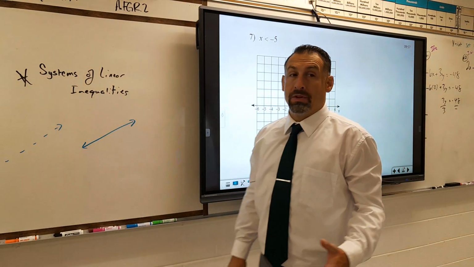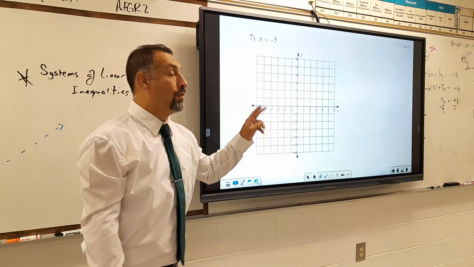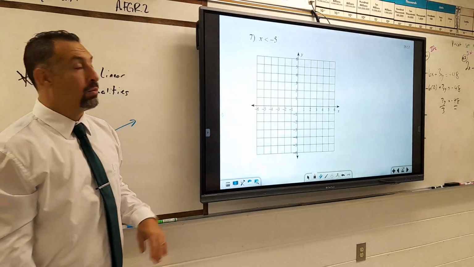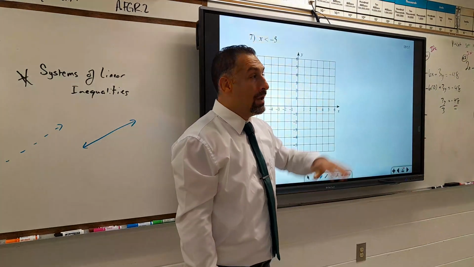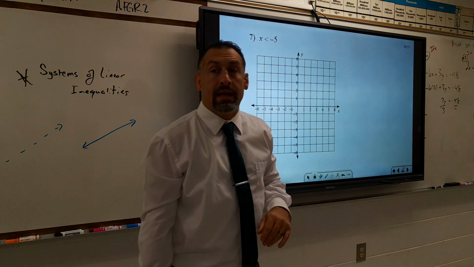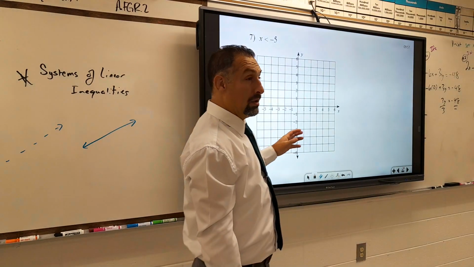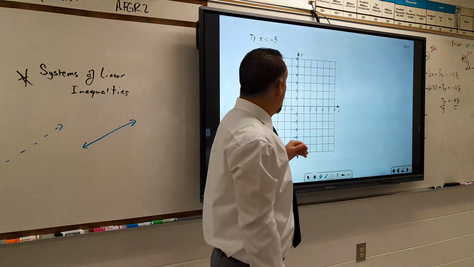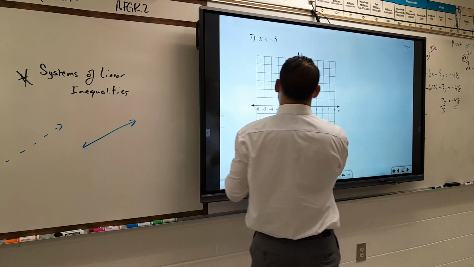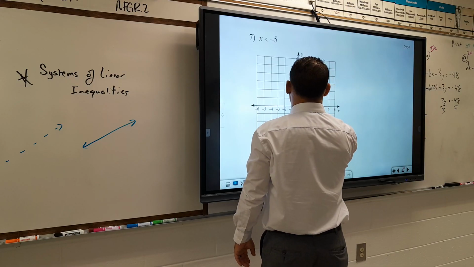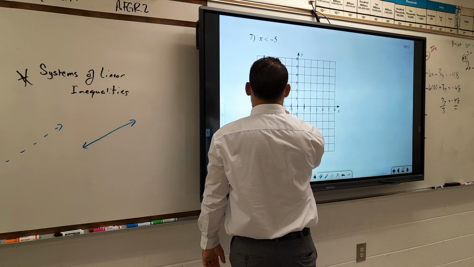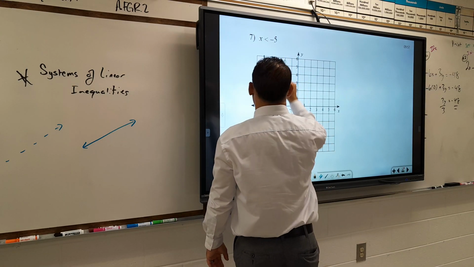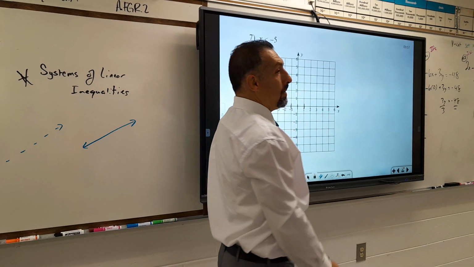Okay, this one is one of the four special pictures. We have vertical and horizontal, and then we have positive slant, negative slant. In this case, this is a vertical line, and so you just travel along the x's. Here's the x's, and you go to -5, and you draw your dashed line.